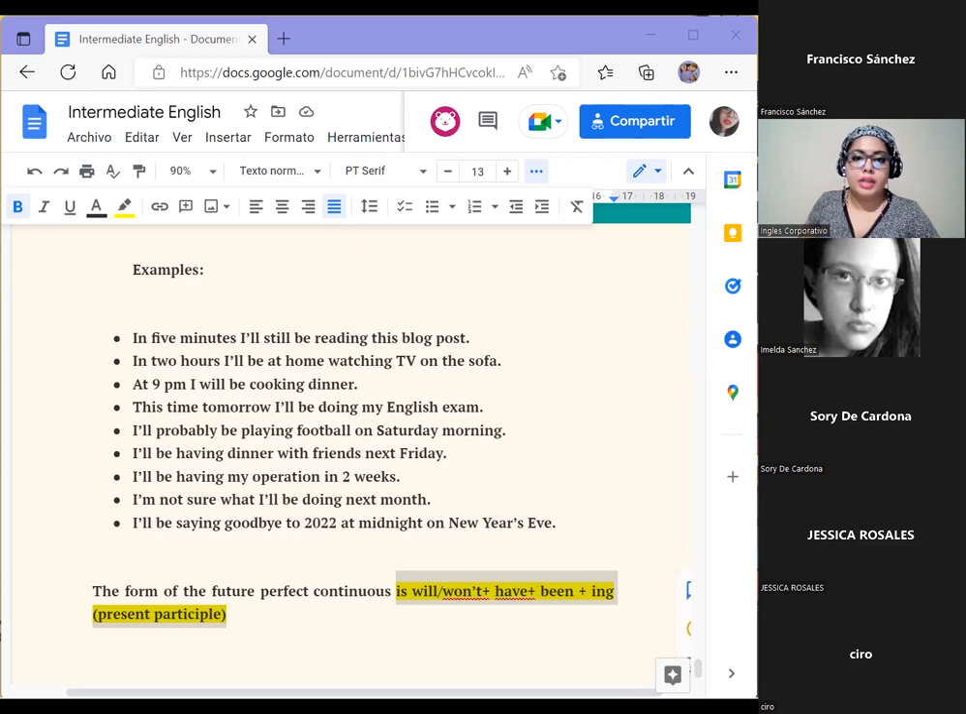Okay, we have the first one. The policeman will be, in this case, will have been, maybe. Remember the structure. Tomorrow I will have been helping to do. Tomorrow I will have been helping my son doing the homework. That's good.